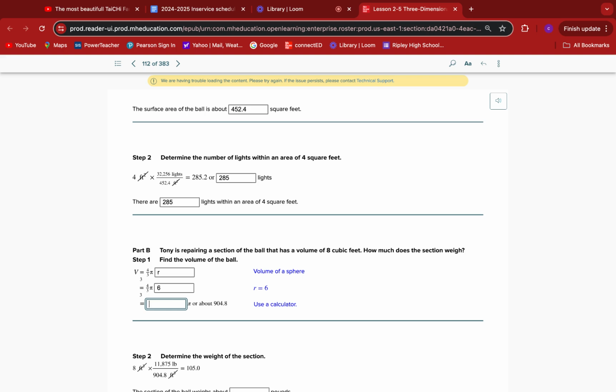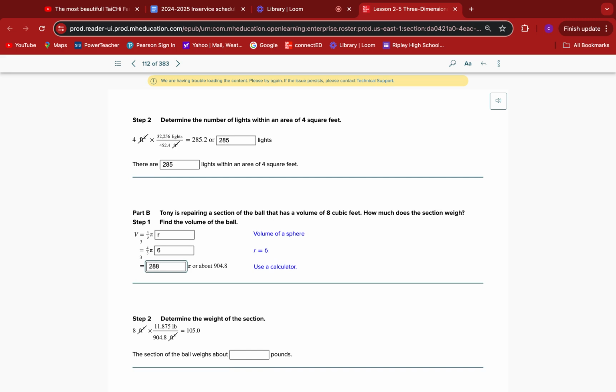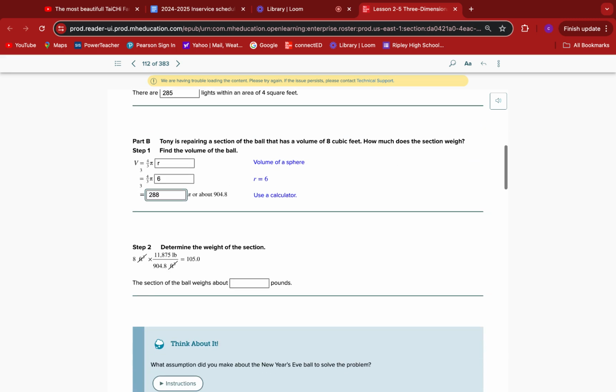So 4/3 times, what do they want? Okay, they want me to do the number before the pi. So it'd be 288 pi, and then 288 times pi is approximately 904.8 cubic feet. That's a cubic. All right, step 2, convert that with the amount of light.